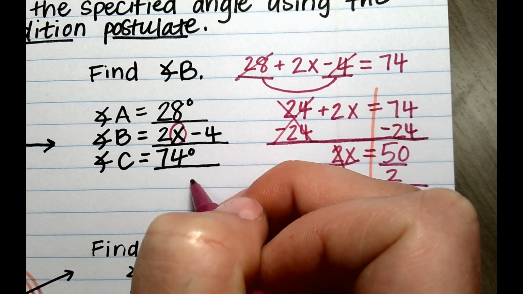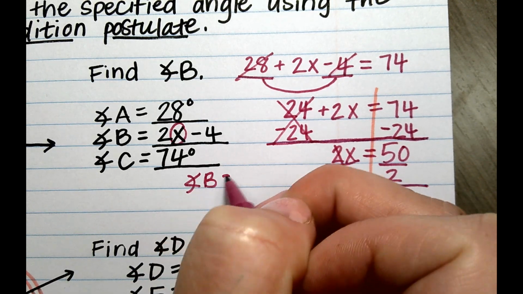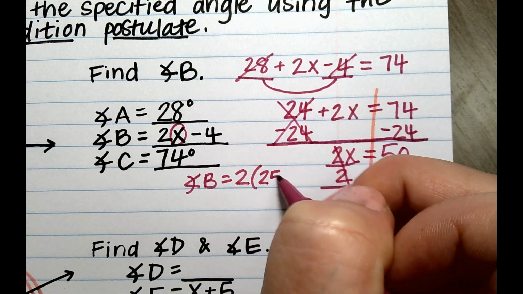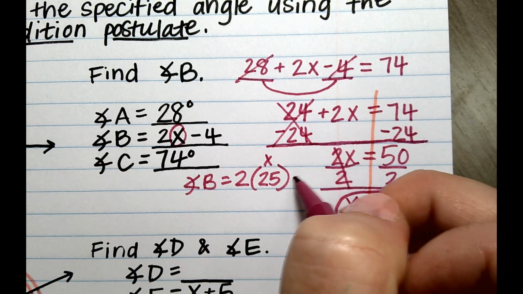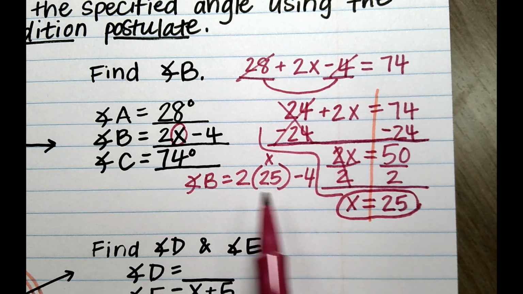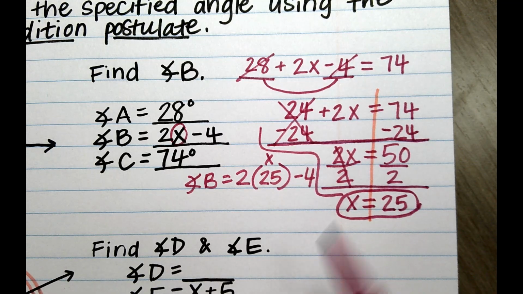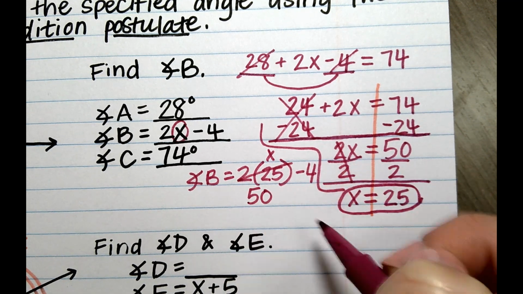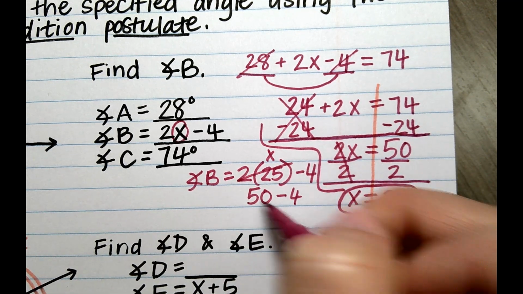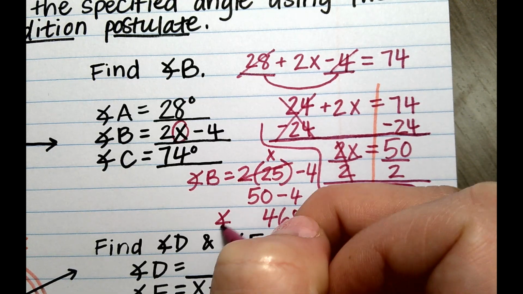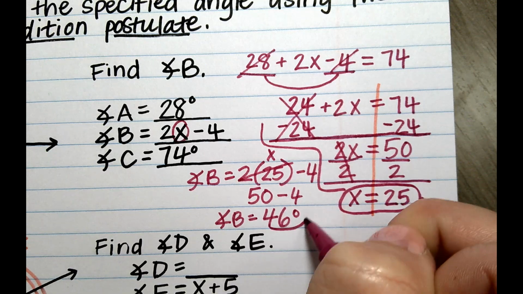So down here, angle B equals 2 times, instead of x, 2 times 25, minus 4. And 2 times 25 is... So all that together will equal 46 degrees. It will. 2 times 25 first, that's 50, minus 4, and 50 minus 4 is 46 degrees. So angle B equals 46 degrees.